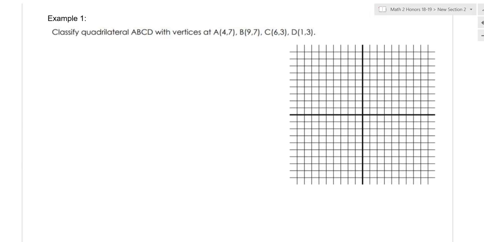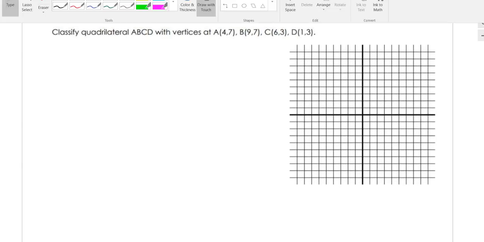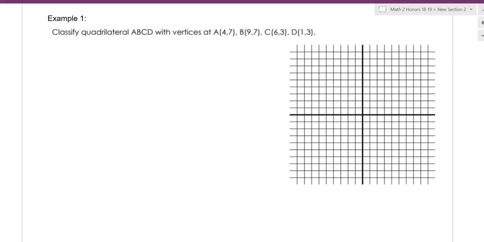Example 1 says classify a quadrilateral ABCD with vertices at (4, 7), (9, 7), and so on. So I'm going to start drawing these.